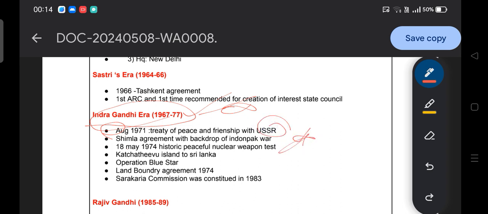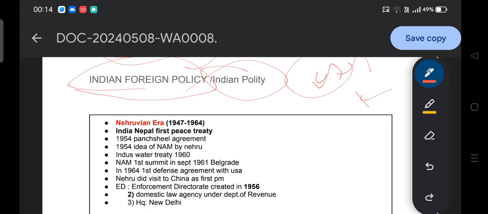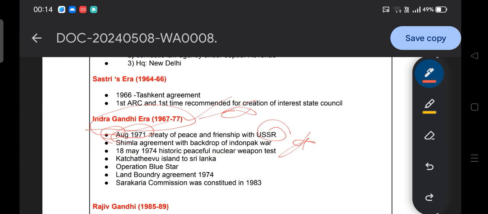So they can simply ask the question, multiple times they ask it, you need to remember the month August also, because the month is important, and 1971 Treaty of Peace and Friendship. Like here the India-Nepal first peace treaty, then your Treaty of Peace and Friendship with the USSR, August 1971. Guys, if you remember, in the 6th Lok Sabha, for the first time the mid-term election also took place during the time of the Indira Gandhi government. That can also be asked, okay. Then a similar agreement with the backdrop of the Indo-Pakistan war, like your Bangladesh liberation, after the Bangladesh liberation a similar agreement was held in 1972.